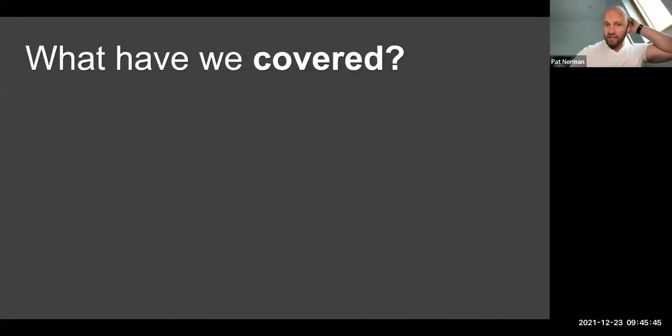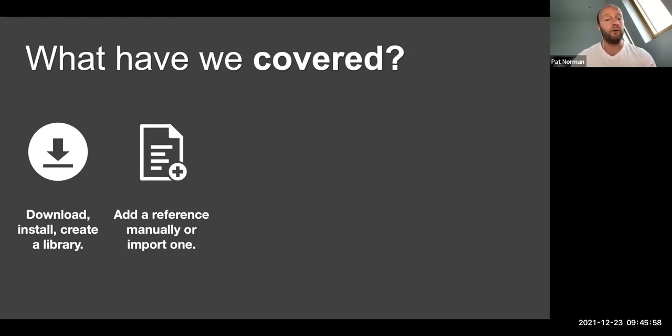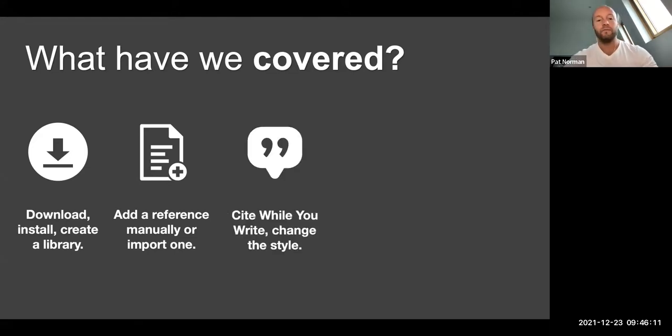So the things that we've covered in this session: how to download, install, and create. So downloading EndNote, installing EndNote, and creating a library. Go to the library's subject guide to download and install it and create a library. Adding a reference manually or importing one, we've had a look at. So adding a reference, for example, a book or a government paper that you've encountered, and also how to import one from a database, looking for that RIS file.